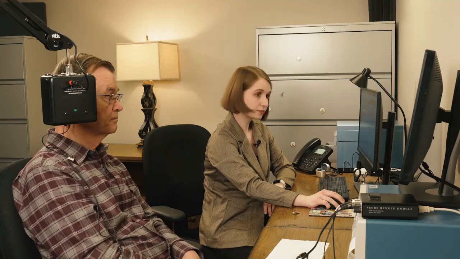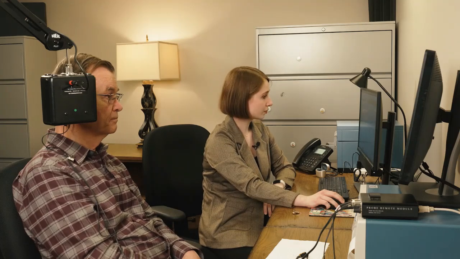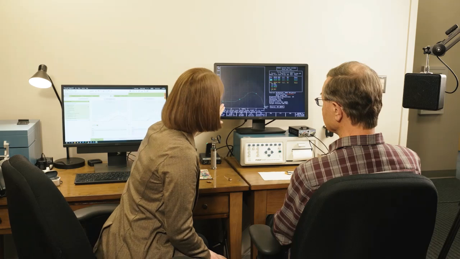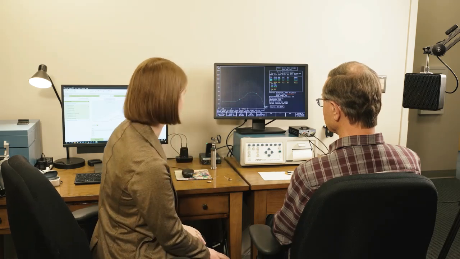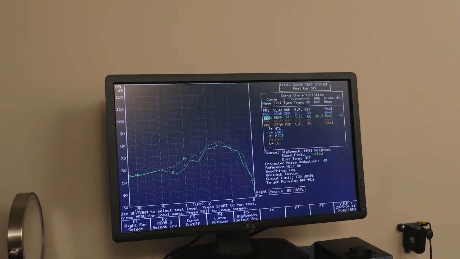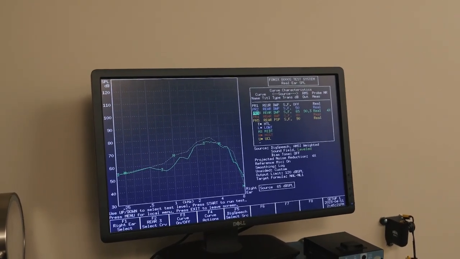To get the probe microphone machine ready, the patient's hearing test is keyed into the computer and the computer develops a curve called a prescriptive target. The curve is a dotted line. This target represents what needs to come out of the hearing aid to correct the hearing loss across the frequencies.